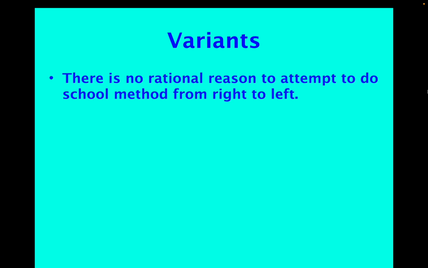Okay, later on in the comparison video, I will be discussing in detail the two major variations one can use with cross multiplication, which is you can go from left to right instead of right to left, or you could use multiple digits at a time instead of one digit. These two variations would also potentially exist for the school method, but I do not believe there is a rational reason to attempt to do school method from right to left.